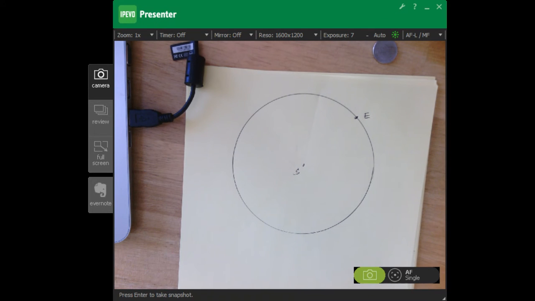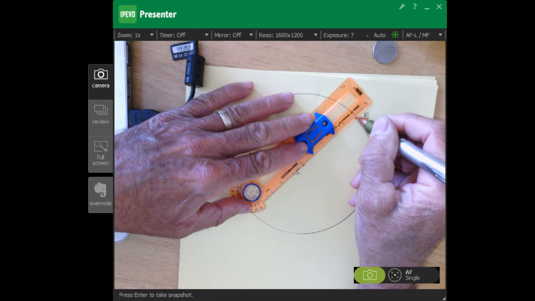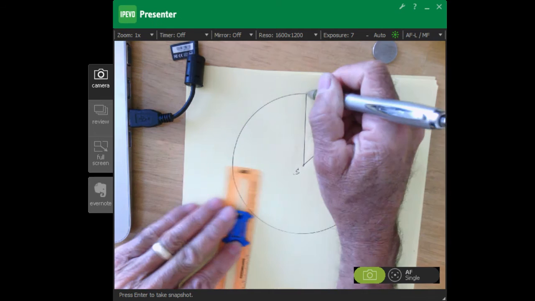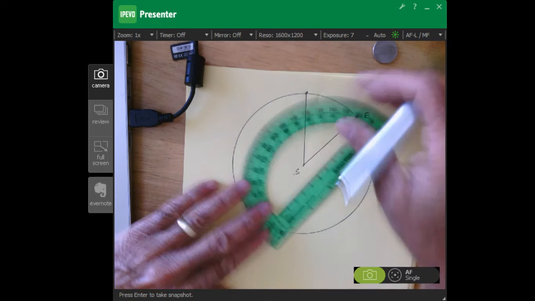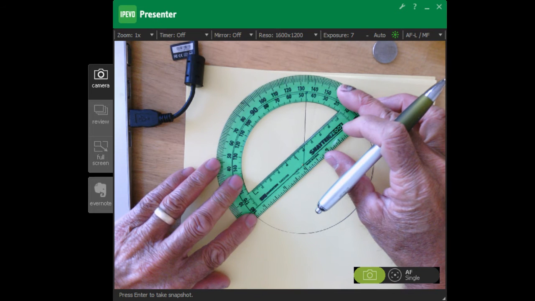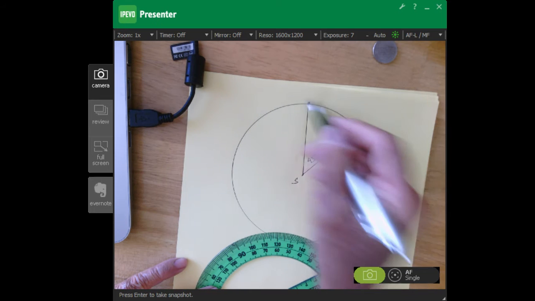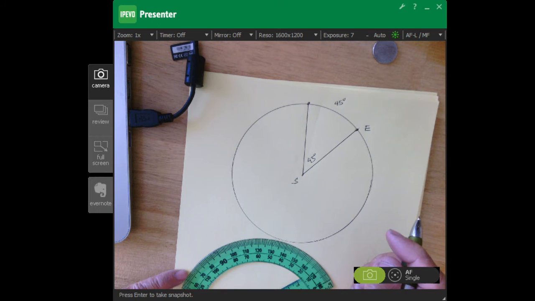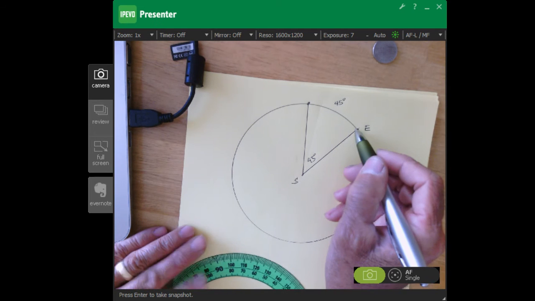Okay, so we've been talking about arcs and central angles and how they're related. One of the ways that they're related is that if you take the angle measure of the central angle, in this case 45 degrees, then the arc that's associated with it would be 45 degrees. This is called, a little more precisely, the intercepted arc.